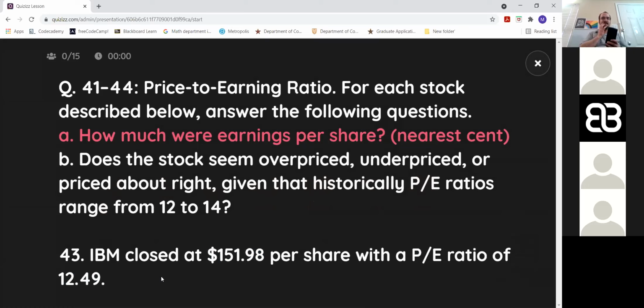So how do you find your earnings? If this is my P to E, write that ratio. P divided by E equals this thing. Fill in your P for your price, find your earnings. Should be a dollar amount to the nearest cent, I believe. And then we're going to answer a really quick question right after this. Does it seem overpriced, underpriced, priced about right?